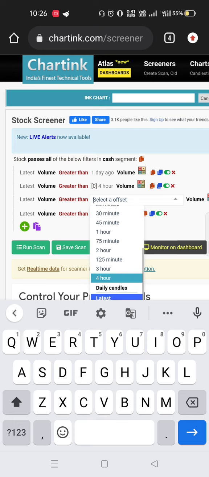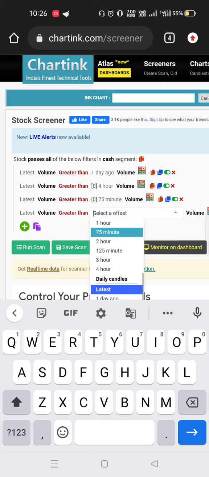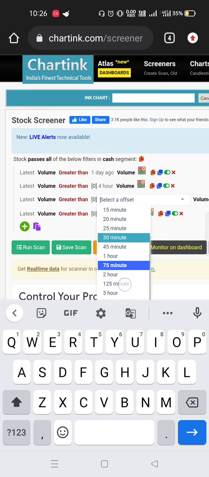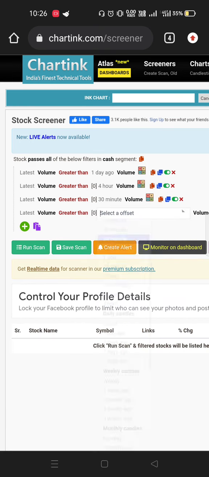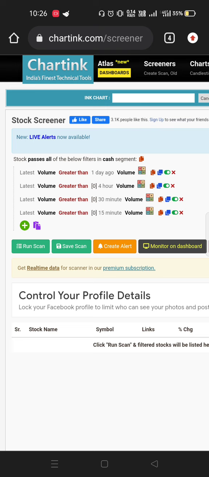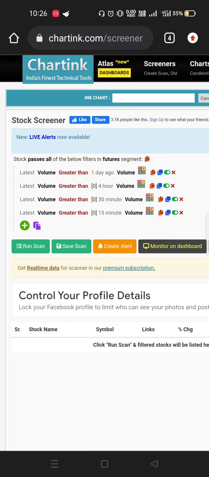After 4 hours, for the intraday trader, they would like to go for 1 hour, or you can go for 75 minutes, which is the standard. Next you can go for 30 minutes. This is the strategy, or else I would like to go for 30 minutes. It will be better to navigate or to check how the stock is going on. So here I need to go for the cash segment. I would like to click on the future.